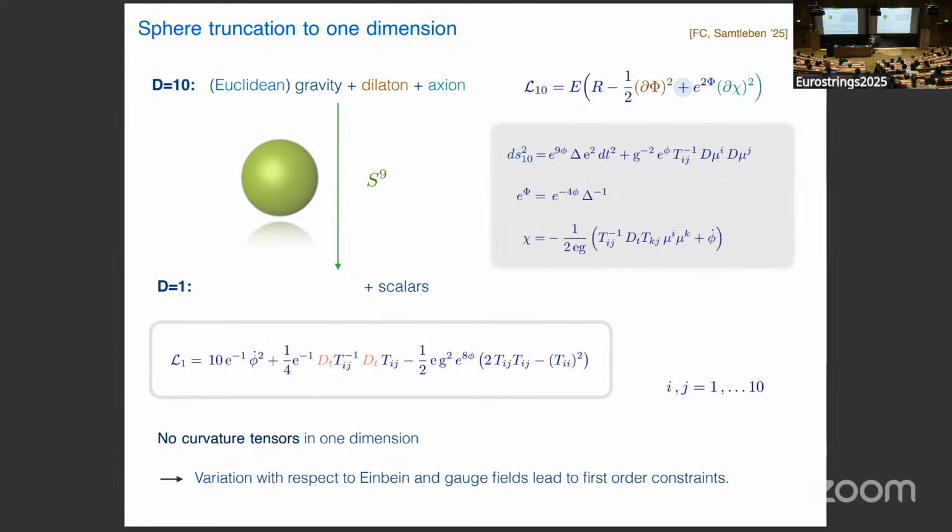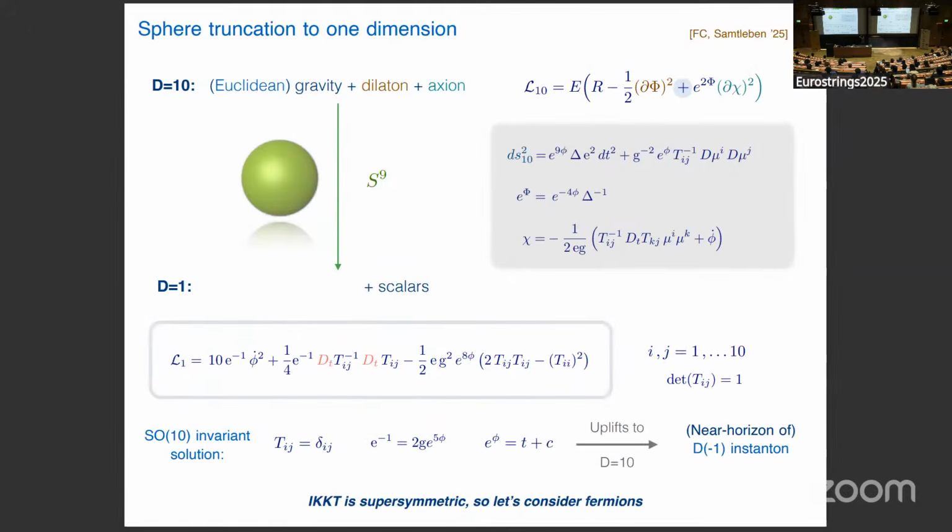But if you look at it just from the point of view of one dimension, it's more, I mean, some SO10 gauge quantum mechanics. Okay. So yeah, the details, of course, are not so important of these big formulas.